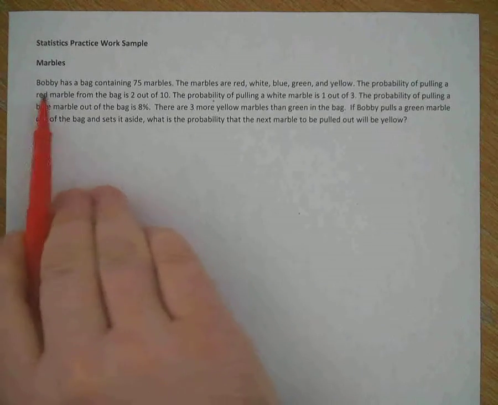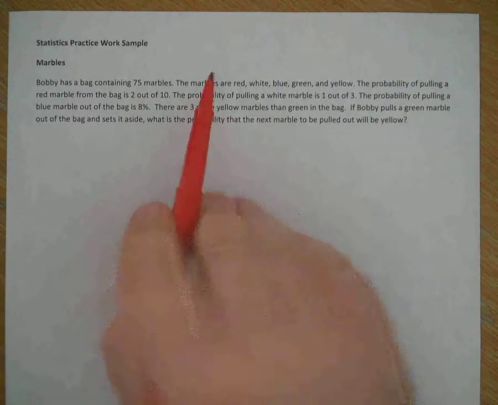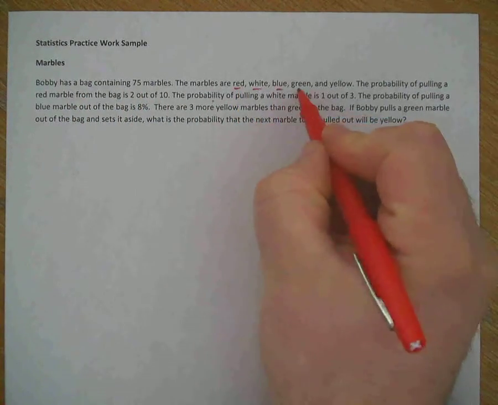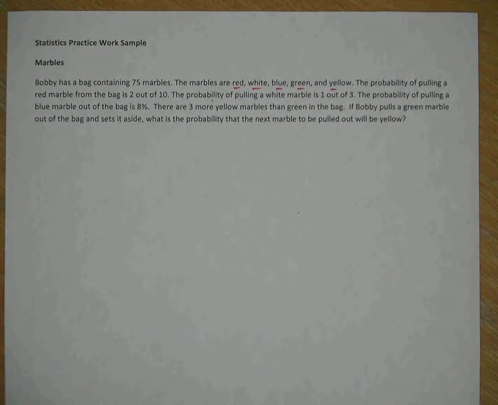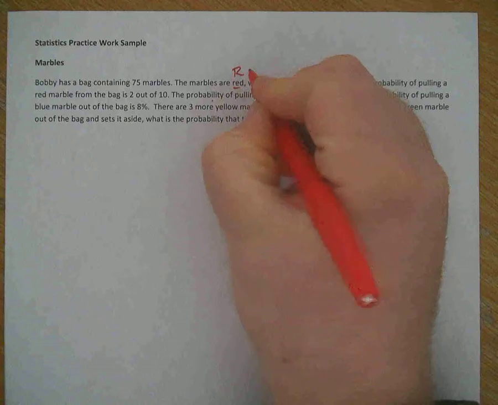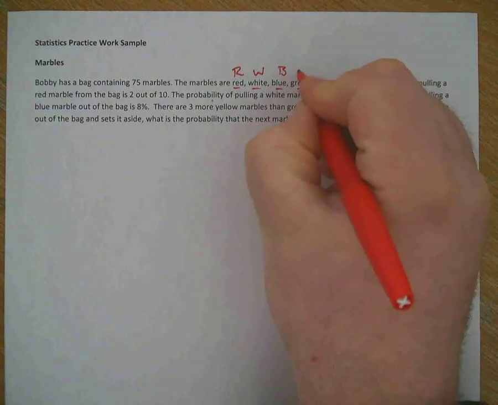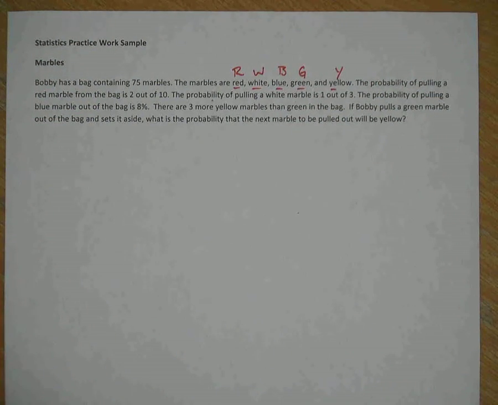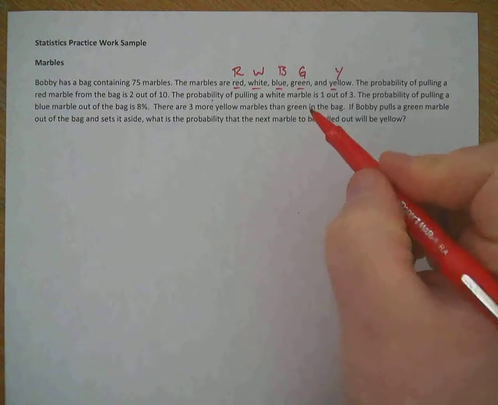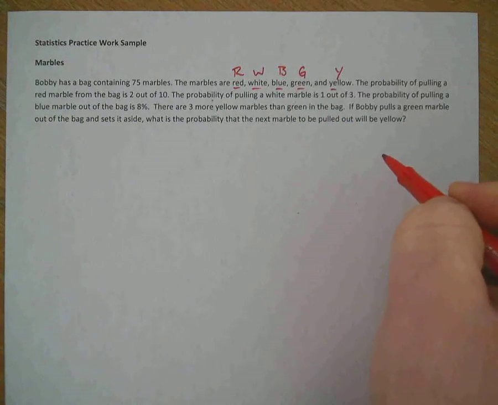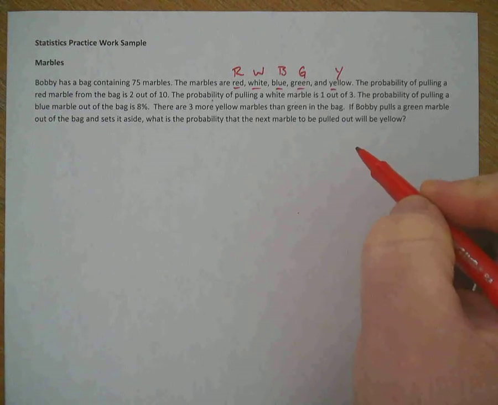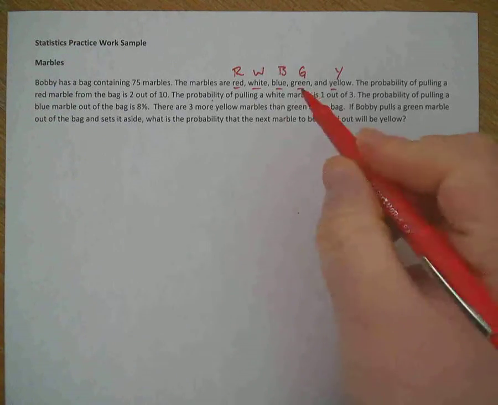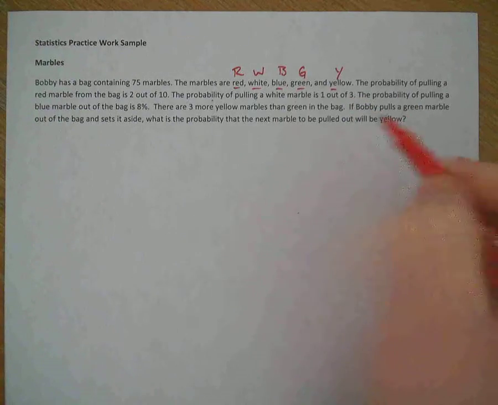It's about marbles. So, Bobby has a bag containing 75 marbles. The marbles are red, white, blue, green, and yellow. For ease of reference, we are looking at those letters, meaning those different colors. If I ever just use a letter, which I probably shouldn't without defining that R means red, even though it's pretty self-explanatory, somewhere you should define that like you're defining variables, if you're going to use those abbreviations other than writing out the colors.